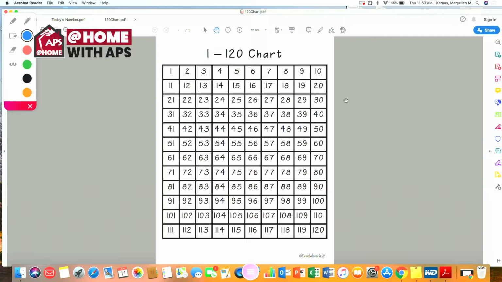Did you think or say 4, 5, 6? That's how this goes. 7, 8, 9. Where did you stop? At 12? Good. 13, 14, 15. What did you count that time? Did you count 16, 17, 18? If you did, then you've got the idea.